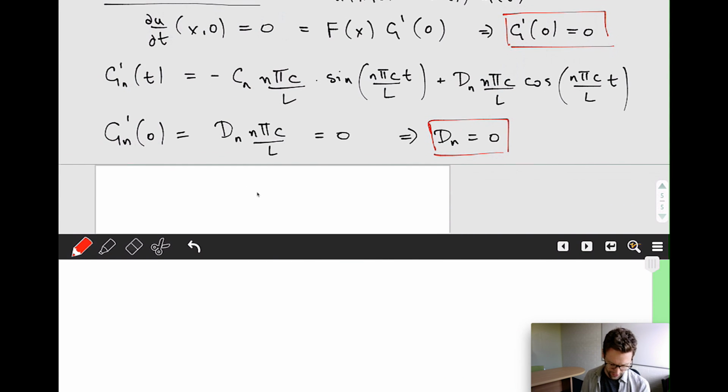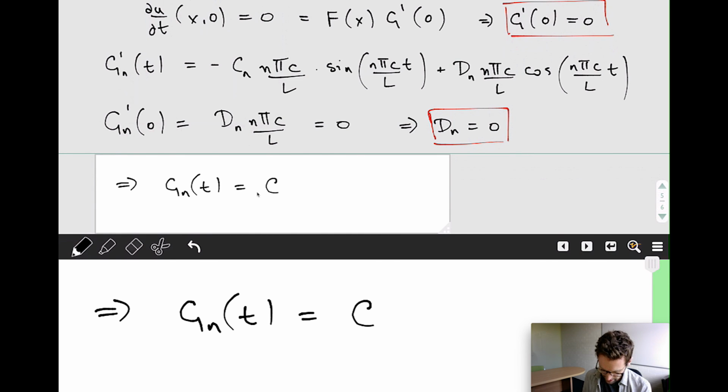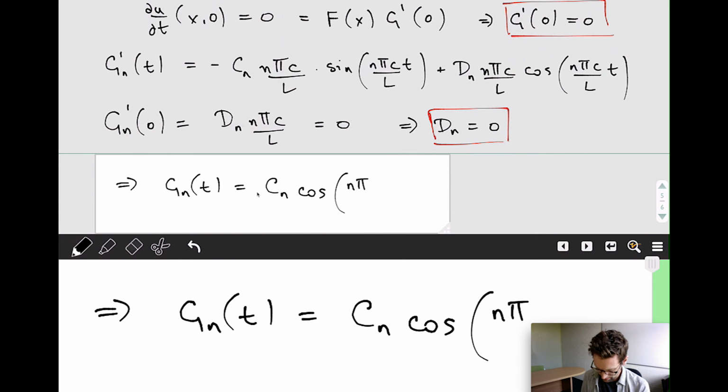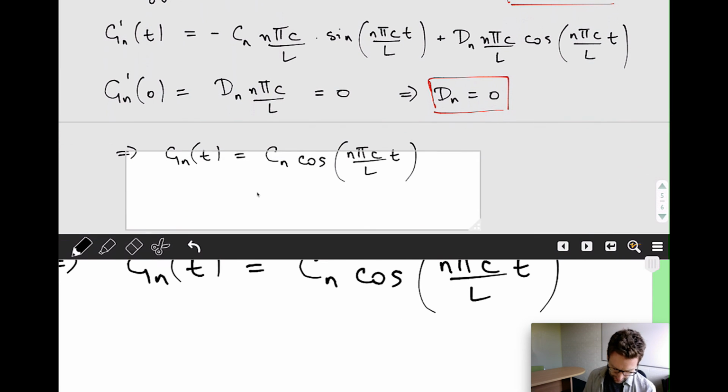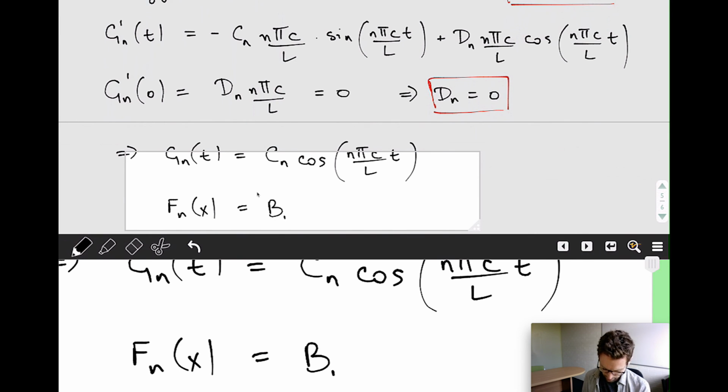Alright, so where does that leave us now? We found that g_n at all times was equal to c_n cosine(n pi c / L times t). And I found that f_n of x is equal to an unknown coefficient b_n sine(n pi x / L).